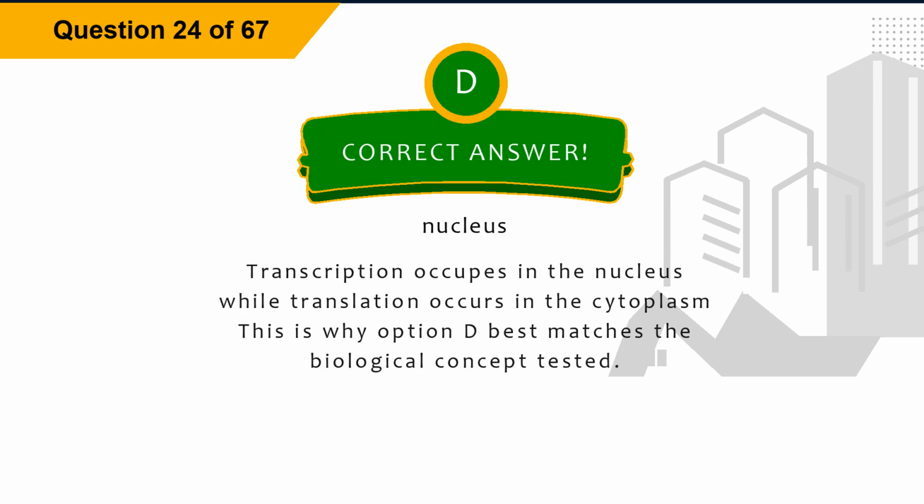Explanation. Transcription occurs in the nucleus while translation occurs in the cytoplasm. This is why option D best matches the biological concept tested.